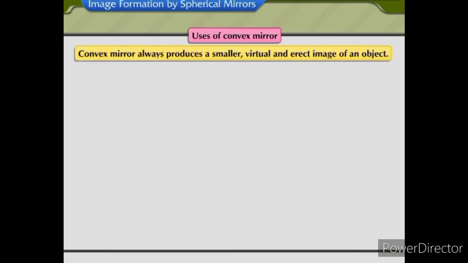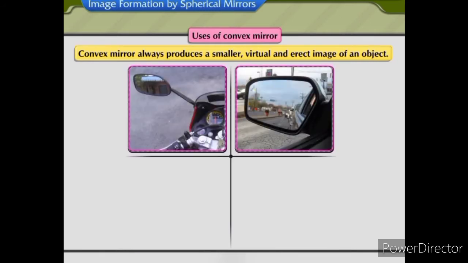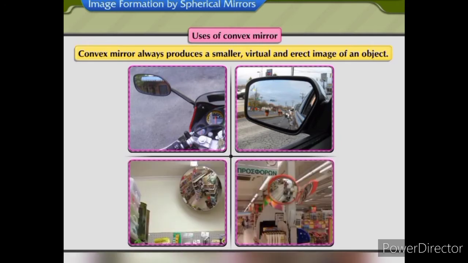Uses of convex mirror. A convex mirror always produces a smaller, virtual, and erect image of an object. Hence, it is used as a side view mirror in vehicles. It forms images of the vehicles that are spread over a relatively larger area, providing a wider field of view. Also, convex mirrors are used for security purposes in shops, malls, etc.